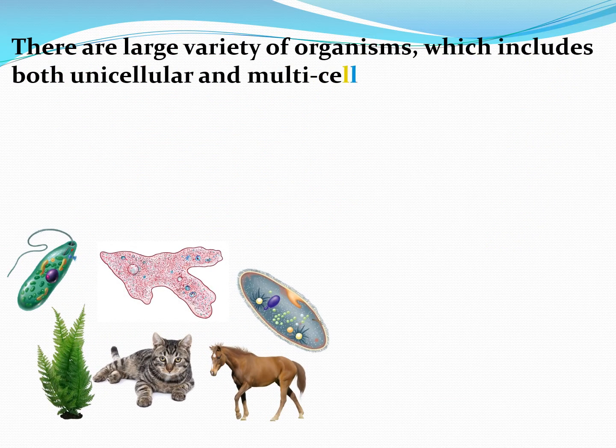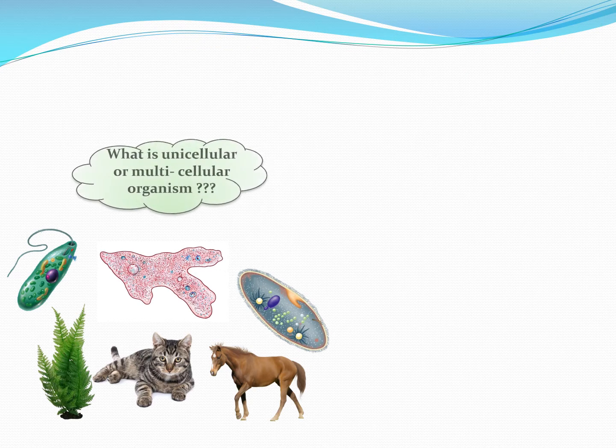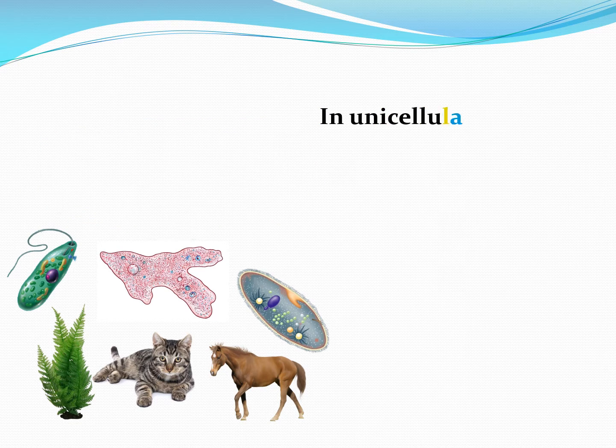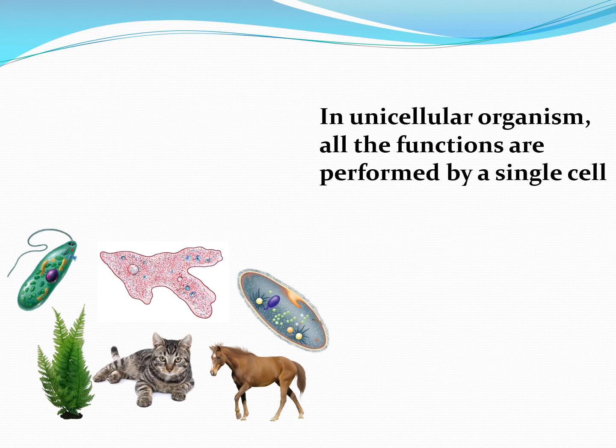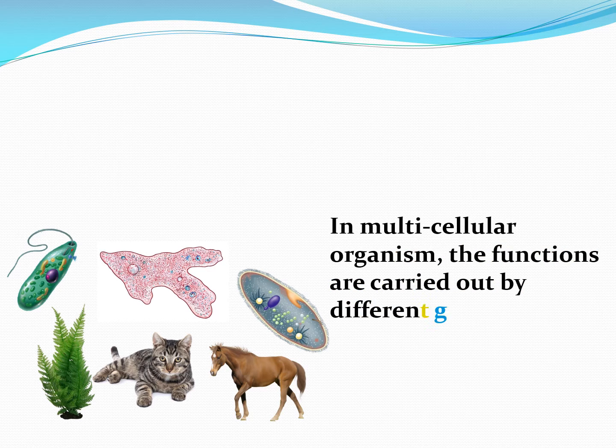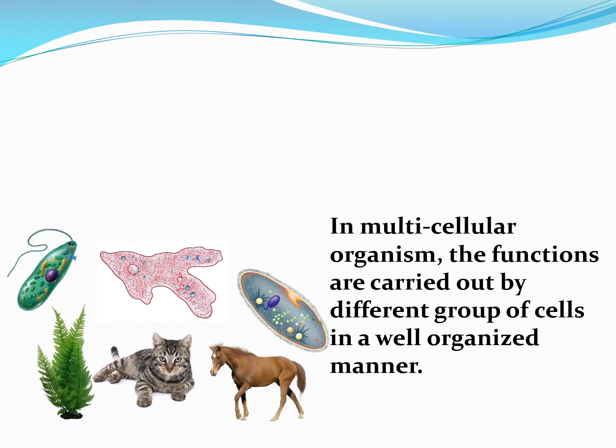There are a large variety of organisms which includes both unicellular and multicellular organisms. What is a unicellular or multicellular organism? In unicellular organisms, all the functions are performed by a single cell. Whereas in multicellular organisms, the functions are carried out by different groups of cells in a well-organized manner.